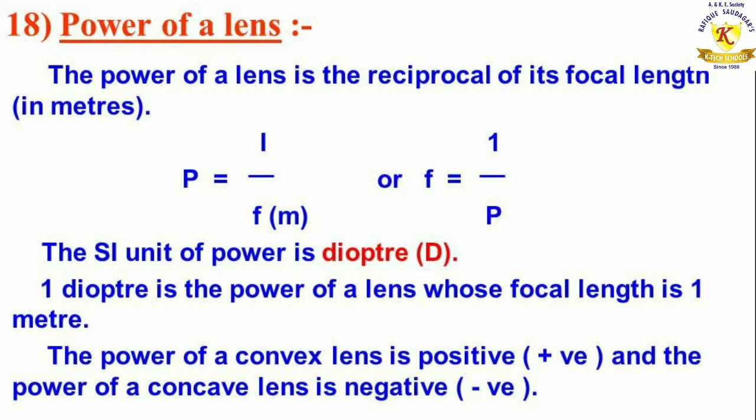Power of lens. The power of a lens is the reciprocal of its focal length in meters. So P = 1/f, or f = 1/P. The SI unit of power is diopter, denoted by D. 1 diopter is the power of a lens whose focal length is 1 meter. The power of a convex lens is positive and the power of a concave lens is negative. Okay, children?